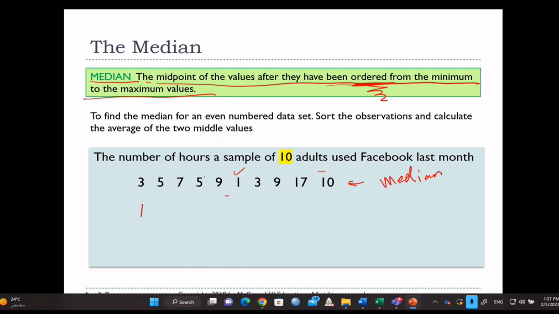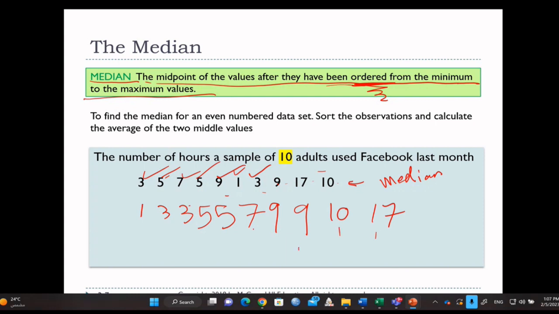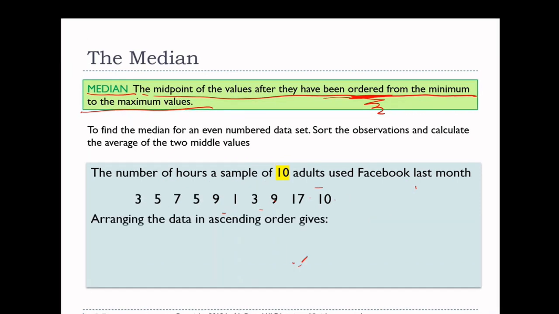This is 1, then 3, another 3, then 5, another 5, then 7, another 7, then 9, another 9, then 10, then 17. This step arranges my data from smallest to largest.